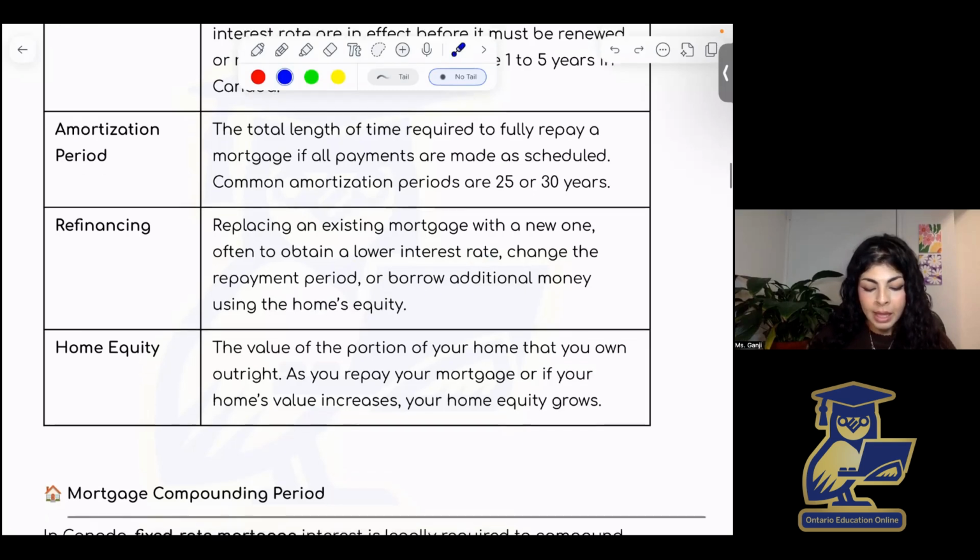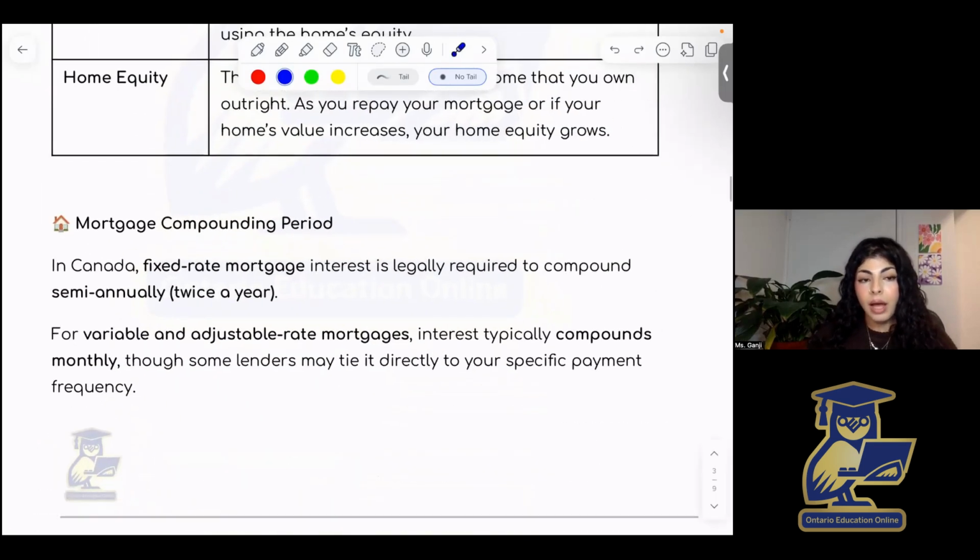Now, with the compounding period for mortgages in Canada, fixed rate mortgages are legally required to compound semi-annually, which means twice a year. However, variable or adjustable rate mortgages compound monthly, or it could be based on your payment frequency as well.